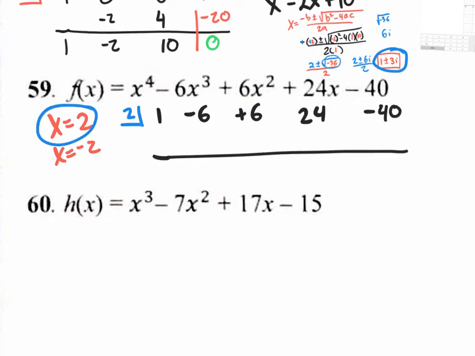So as we go down, we combine. 1 plus nothing is 1. As we go up, we multiply. 2 times 1 is 2. As we go down, we combine. -6 plus 2 is -4. As we go up, we multiply. 2 times -4 is -8. As you go down, you combine. You end up with a -2. As you go up, you multiply. 2 times -2 is -4. As you go down, you combine. 24 take away 4 is 20. As you go up, you multiply. 2 times 20 is 40. And again, no surprise that the remainder is 0.